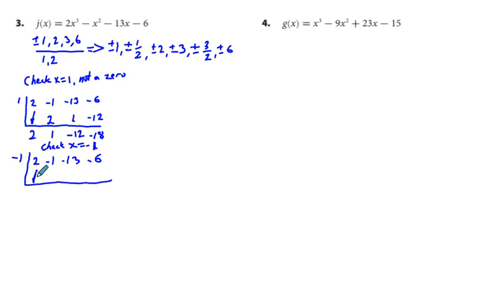Bring down the 2. Negative 1 times 2 is negative 2. Add negative 1 and negative 2 together, we get negative 3. Negative 1 times negative 3 is 3. Negative 13 plus 3 is negative 10. Negative 1 times negative 10 is 10. And we get 4 left over here. So we will say also not a 0.